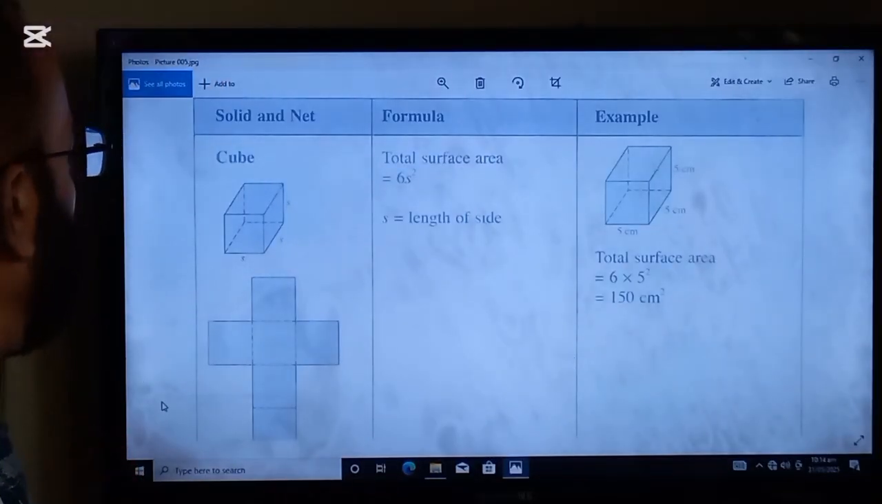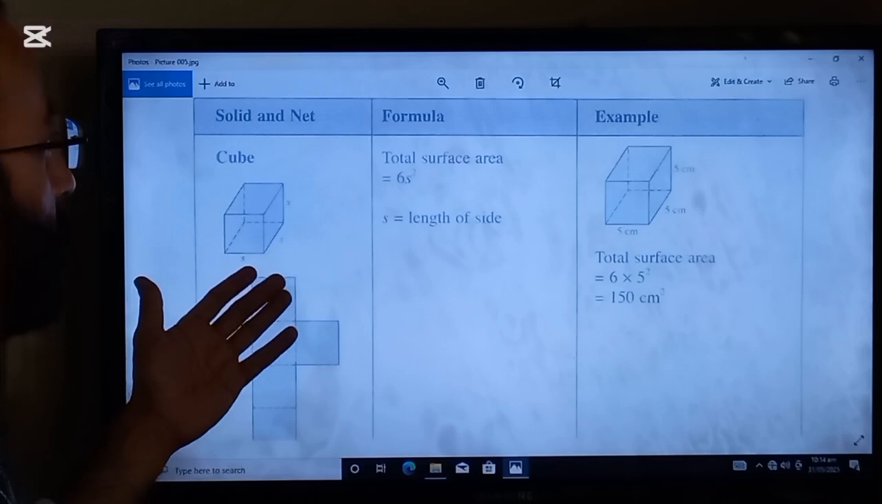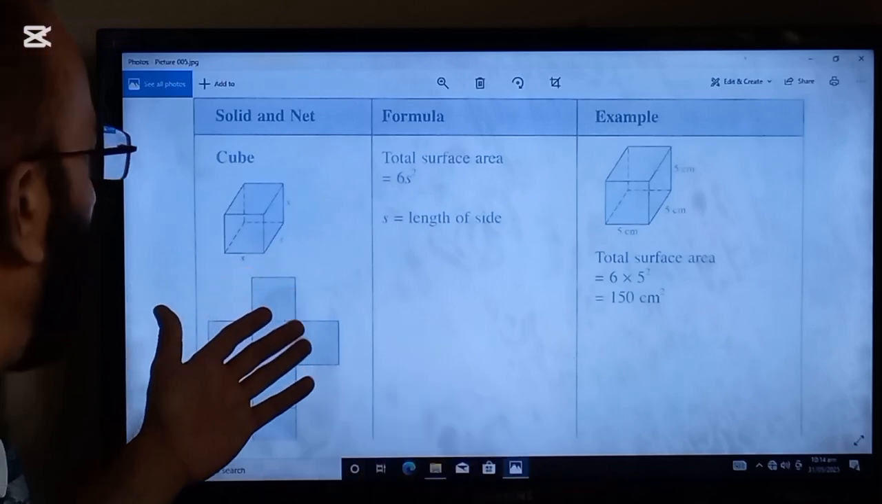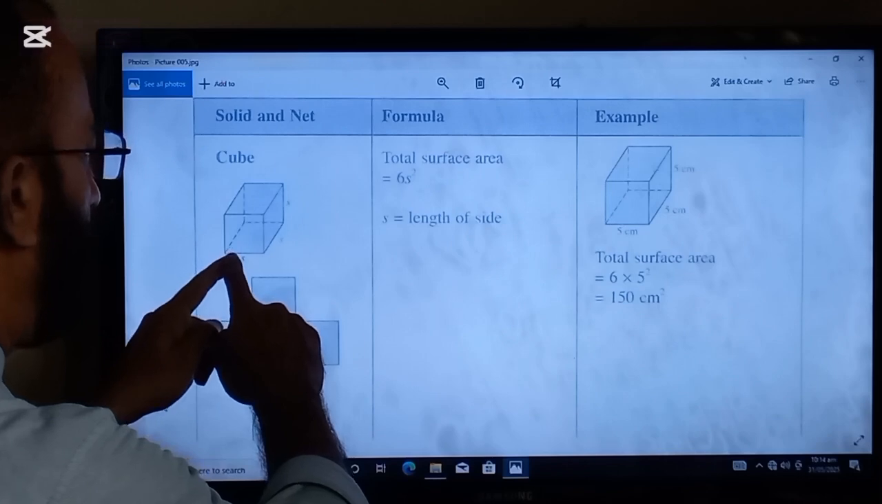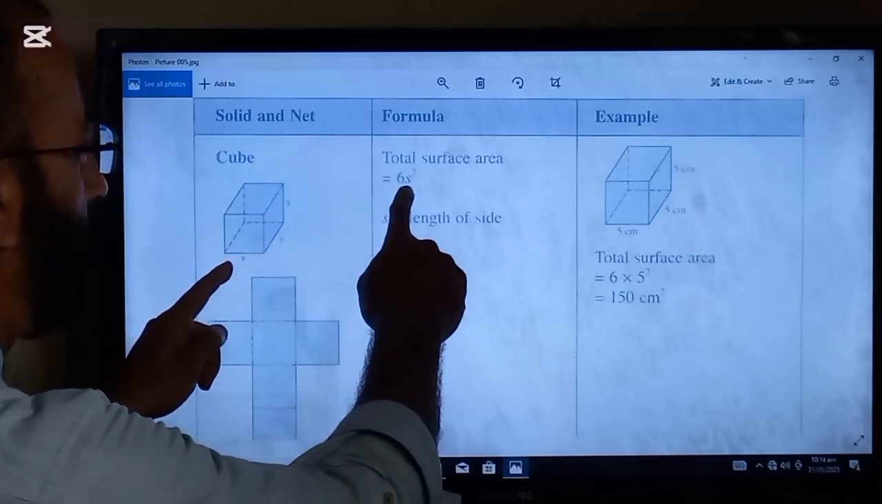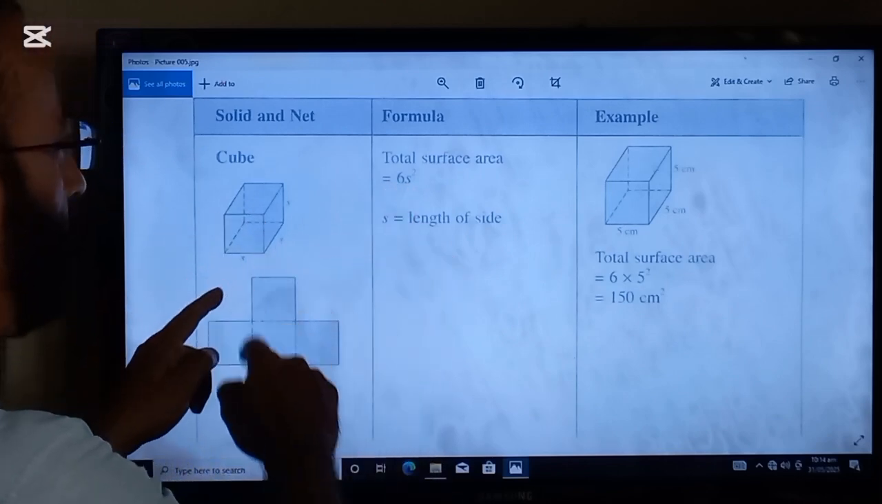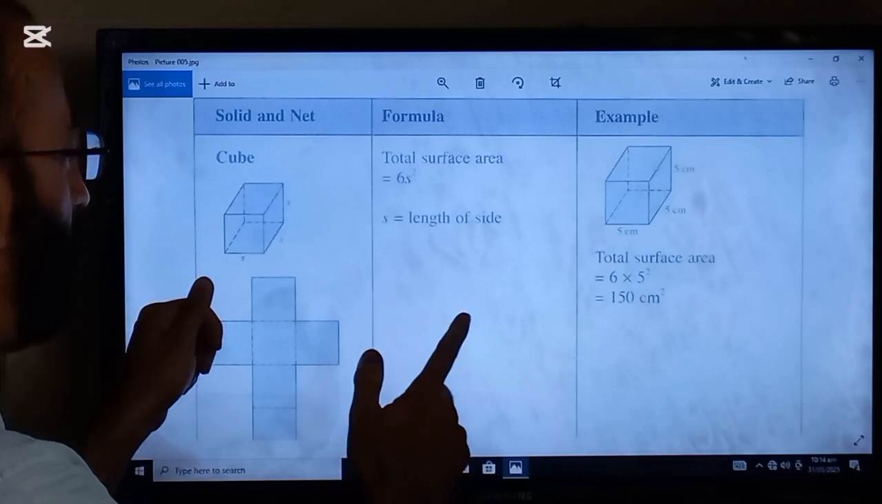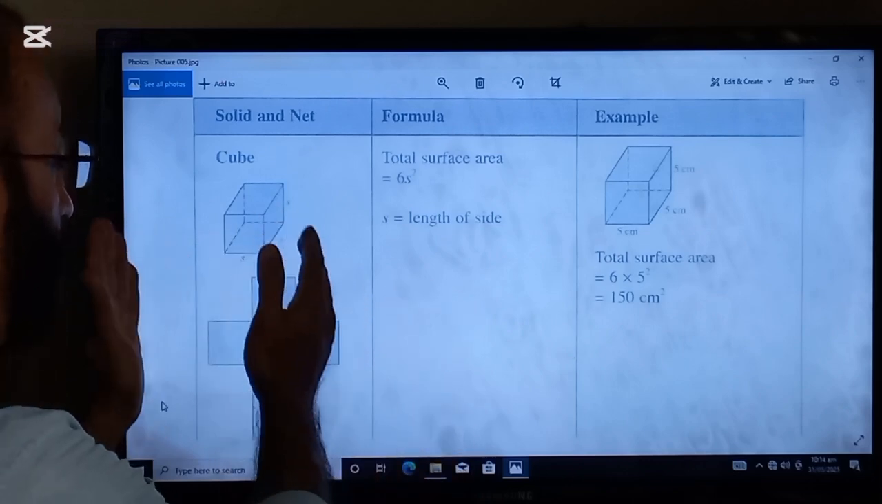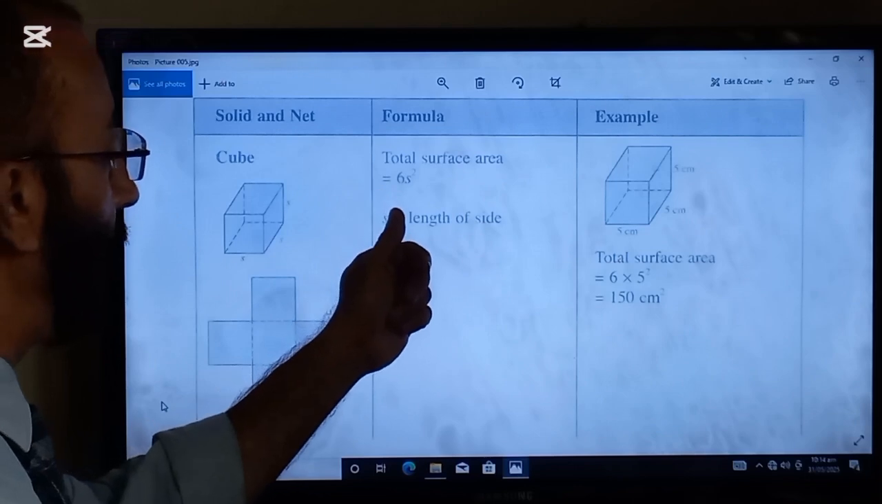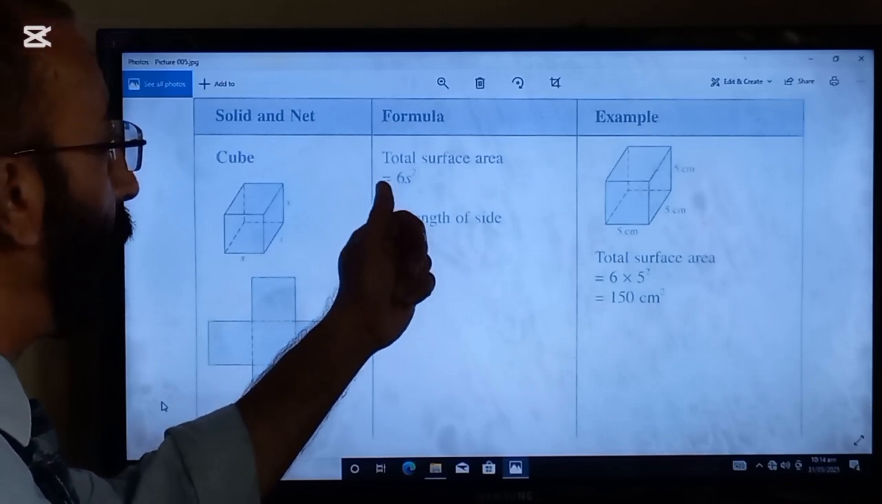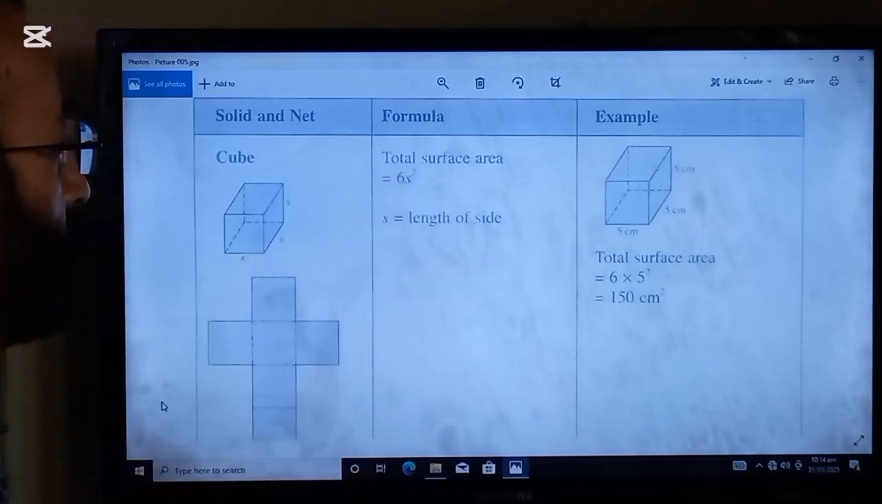Here is another very important figure, that is a cube whose total surface area is the requirement. We will find the surface area of any one side, that will be equal to S square because this is a square, and we will multiply with it 6 because there are 6 total surfaces in a cube. So 6L square will be the formula for the total surface area of the cube.